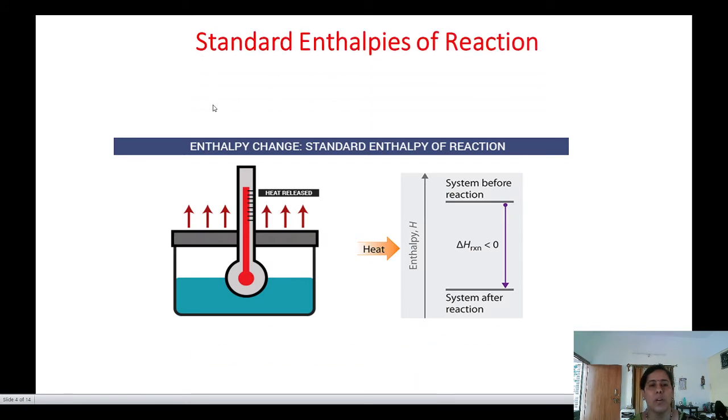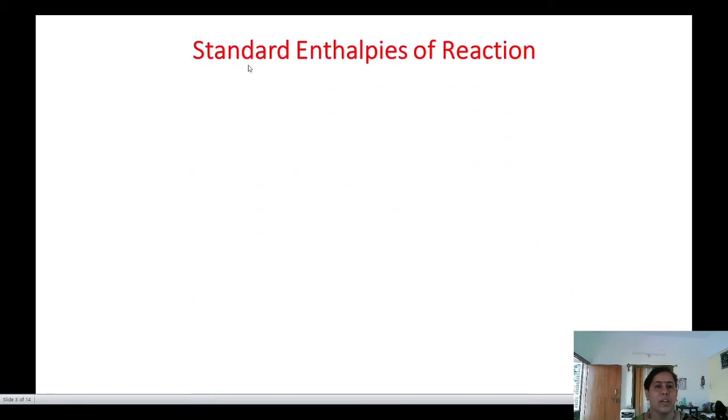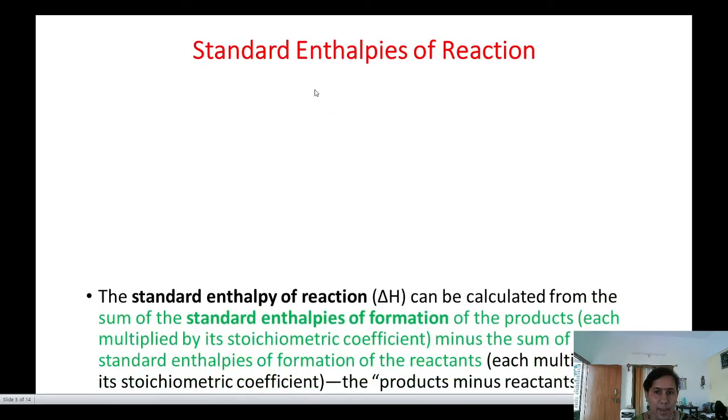Now we are going to see this first point, the standard enthalpies of a reaction. Here I am going to show you the diagrammatic representation of the standard enthalpy of a reaction. See here, delta H is the difference between the system after the reaction and the system before the reaction, according to the standard enthalpies of a reaction.